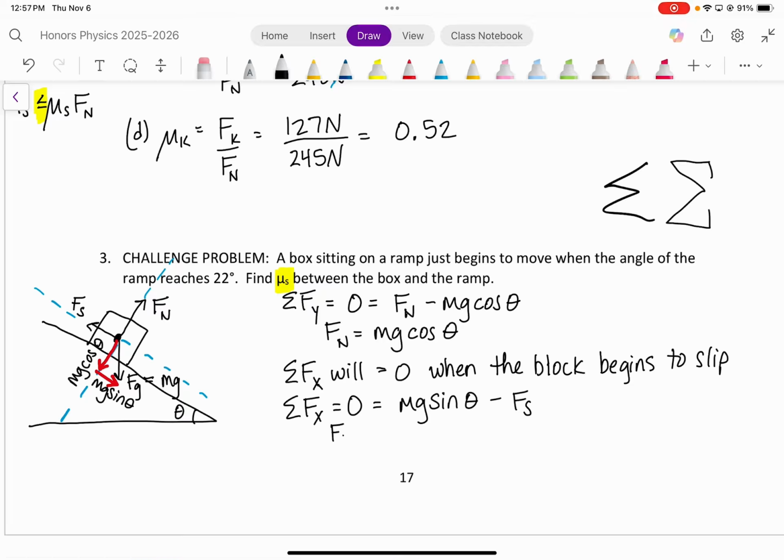So what is static friction equal to? If mg sine theta minus Fs equals 0, then Fs equals mg sine theta.